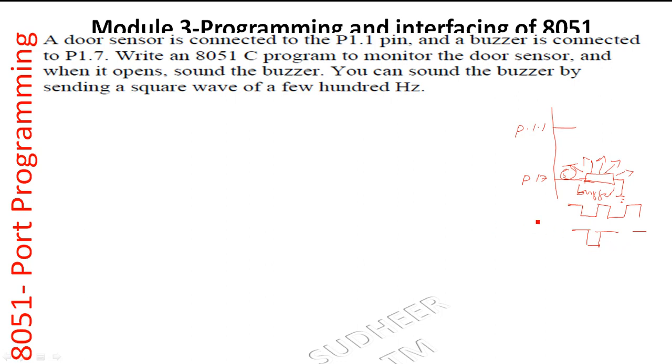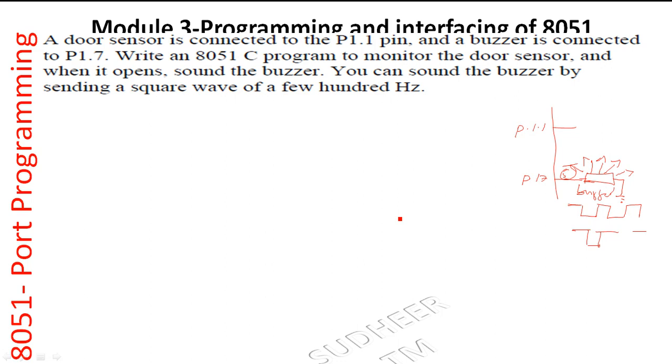Or if you write a continuous 1, instead of tick tick tick, you will get a continuous sound. I cannot make that sound here, but it will be producing a long, disturbing sound. So that is what a buzzer means. You can sound the buzzer by sending a square wave of a few hundred hertz.